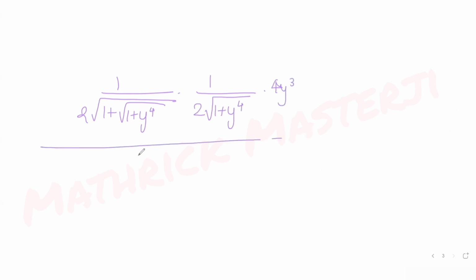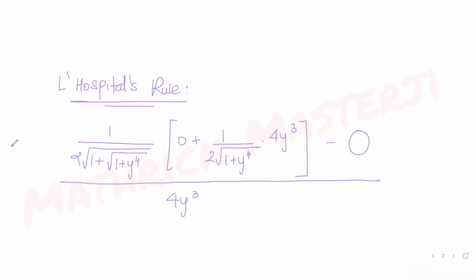So you get this entire expression, and in the next step it becomes 1 upon 2 root of (1 plus root of (1 plus y^4)) into 1 upon 2 root of (1 plus y^4) into 4y cube, the whole divided by 4y cube. So the 4y cube gets cancelled out, and you are left with only this thing now. And here we also have the limit as y tends to 0.